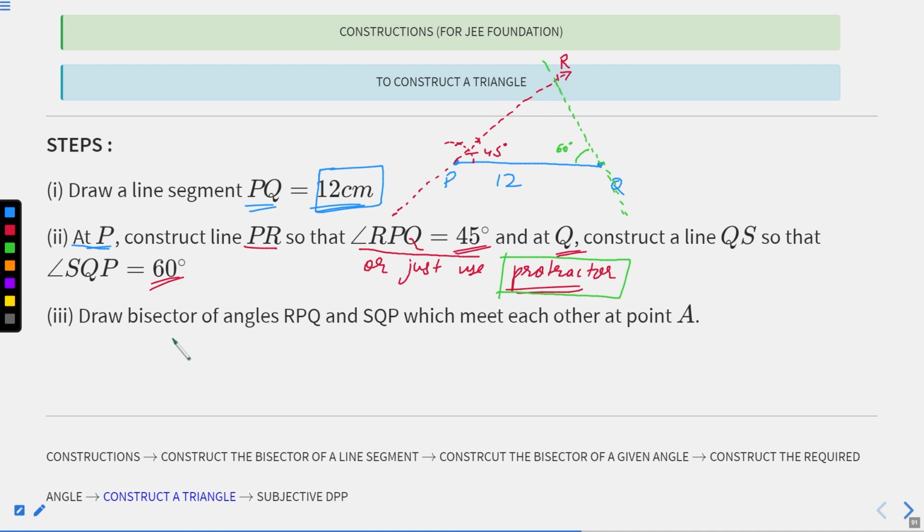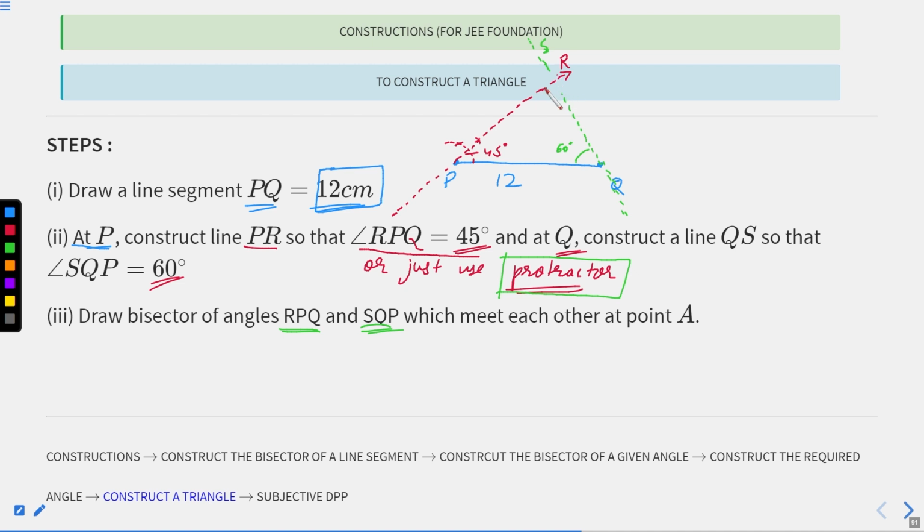So now what we will do is the bisector of angles. What angles are we talking about? The angle RPQ, which is equal to 45 degrees, and the angle SQP. This green line is named S. So SQP meets at point A, where the green and the red lines intersect, and we are naming it as A. Sorry, I think this is not the point A which we are talking about.